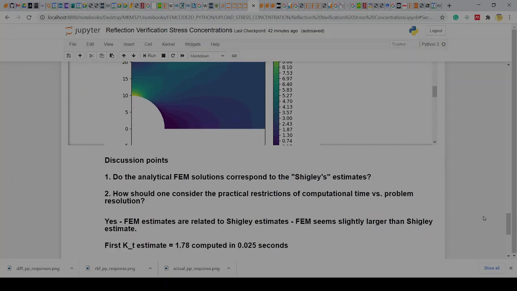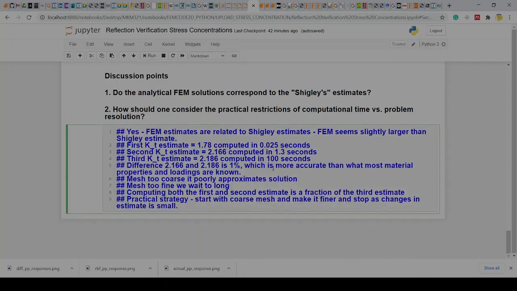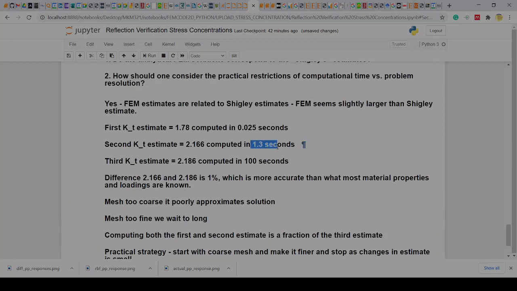But what you see is also, as I do this, the first estimate is about 1.78, time very quick. Second estimate 2.166, not bad in terms of the estimation. Very quick solution 1.3, although it's essentially 2 orders more than that. Then again, going to the next mesh, really 2.186. This difference is really just 1%, about 100 seconds difference. So that's about a factor 70 or something that we're up there.